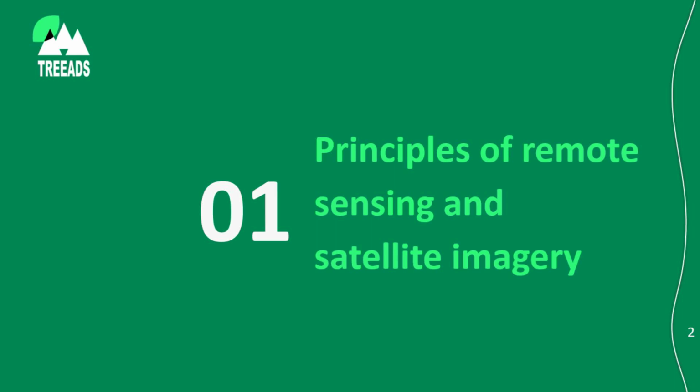Remote sensing refers to the collection of information about an object or area without physical contact, typically using aerial or satellite-based sensors. This tutorial will explore the key principles behind remote sensing and satellite imagery in the context of wildfire detection.